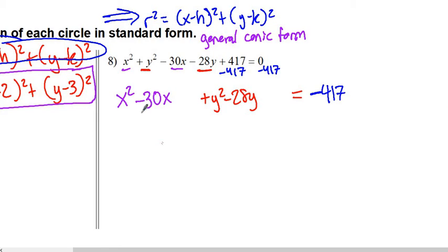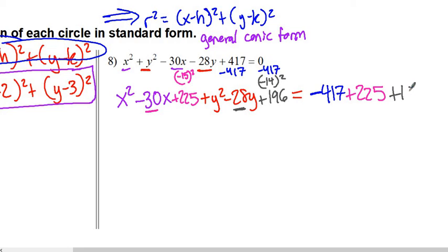Let's start with the x term. The way that we complete the square is we take half of this number, which is negative 15, and we square it, and negative 15 squared is positive 225. Whatever I do to one side, I have to do to the other, so I'm going to also add 225 over there. Same thing right here. I need to take half of negative 28, which is negative 14, and then square that to get positive 196. And whatever I do to one side, I'm going to do the same to the other.